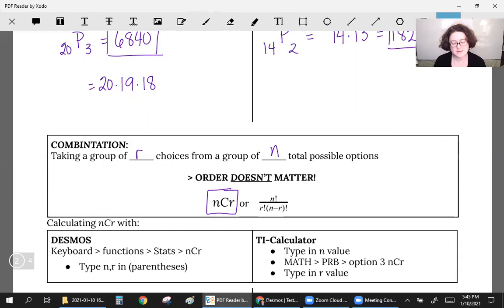Same thing in Desmos: you can just hit the button and then type in the numbers you need to use. Or if you're doing this on the TI calculator, you'd have to type that first number. So like 5C3, you'd type it in as 5, then find the NCR, and then type in the 3. Both ways will spit out the same answer. So let's look at a couple problems.